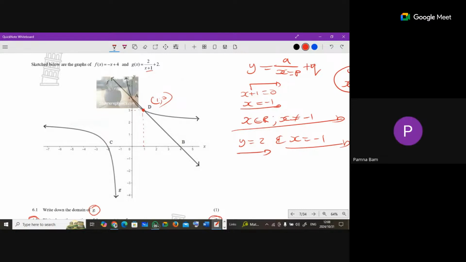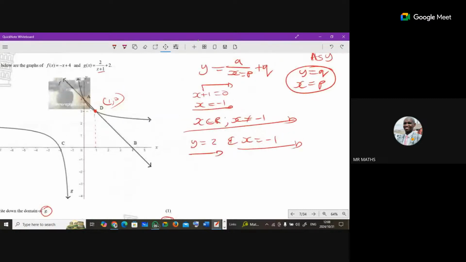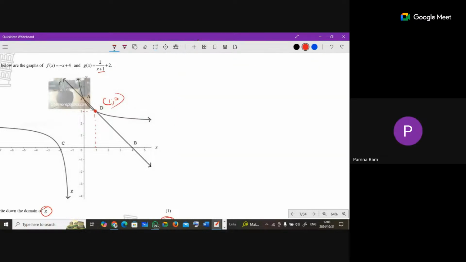Are we together? Yes. Okay. So you know the calculator steps: to find intersection points, how do we do it? We equate the two equations together. In other words, we are going to have f of x equals g of x. Then our f of x is -x plus 4, equal to 2 over x plus 1 plus 2. Apply your algebraic skills and solve for x.